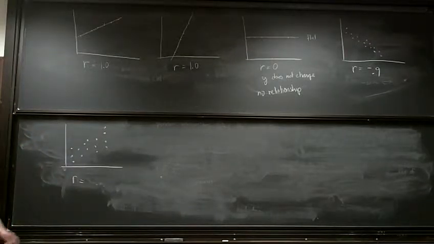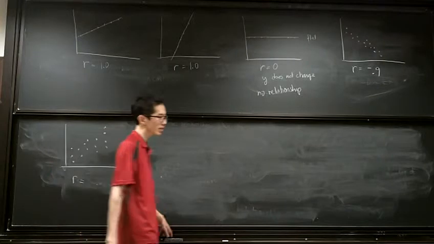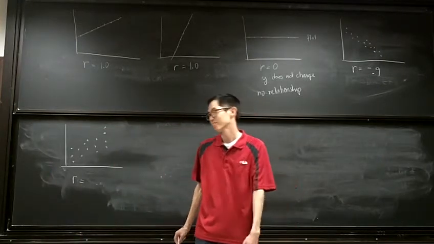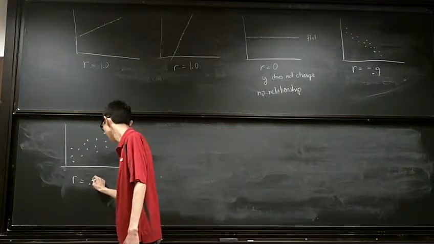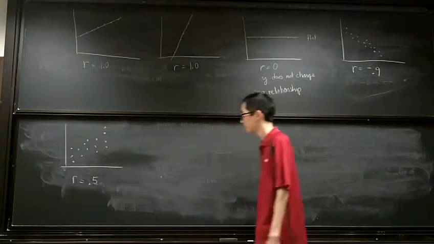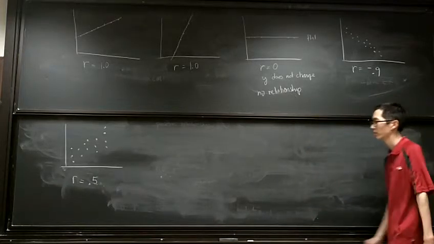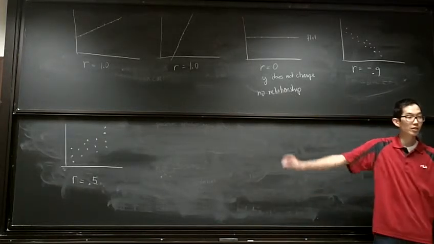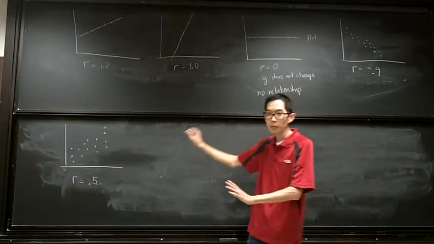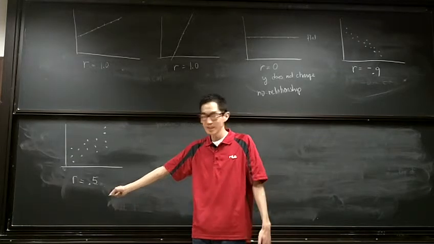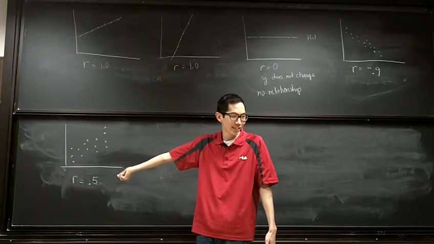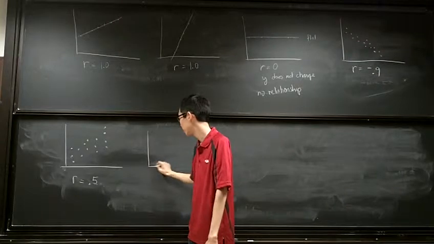Okay, what about this? Positive, but there seems to be a lot of scatter, so we would say R is 0.5. Okay, 0.5. I mean, these are just ballpark estimates. These are not exact values of R here. I'm just kind of ballparking it.